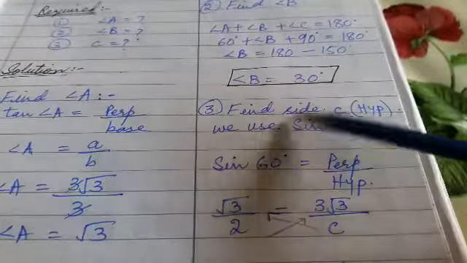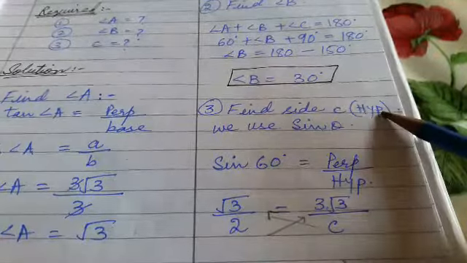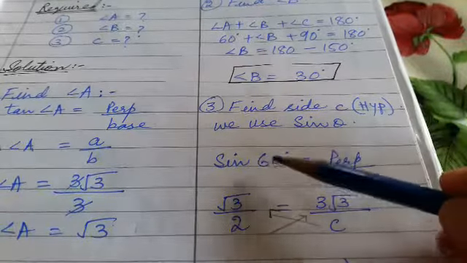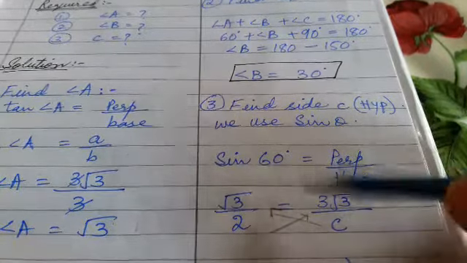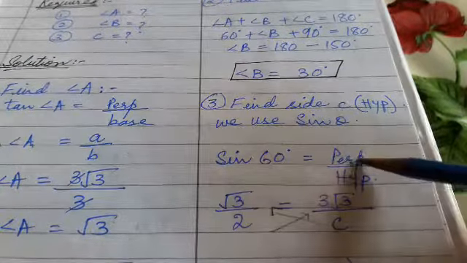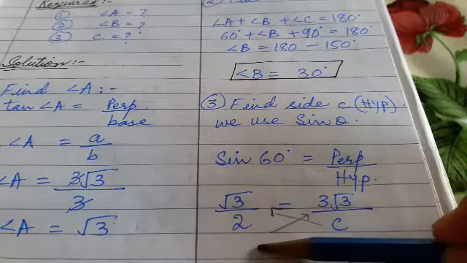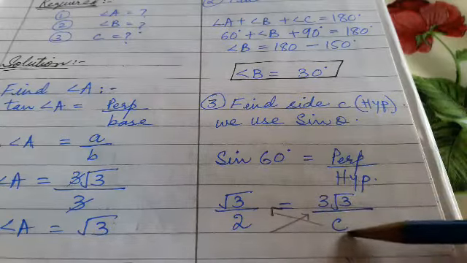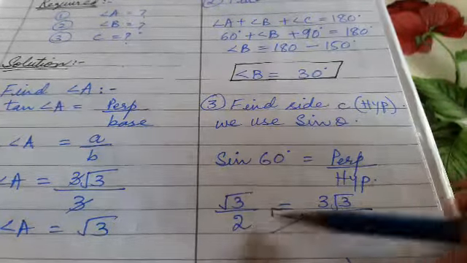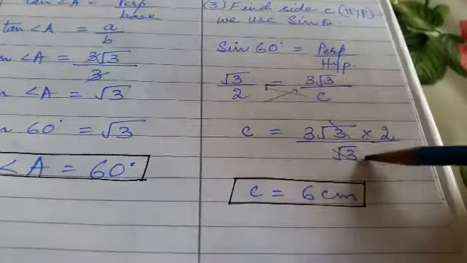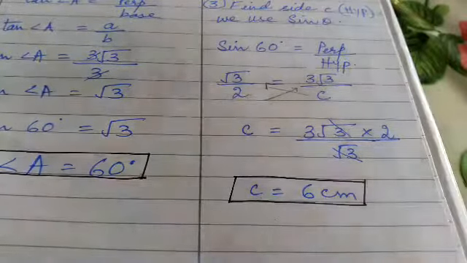Now only side C is remaining, which you have to calculate, and side C is actually the hypotenuse. Now you have to use a trigonometric ratio in which the hypotenuse is involved. So we are using sine 60 degrees equals perpendicular upon hypotenuse. Sine 60's value is root 3 upon 2, perpendicular is 3 root 3, and C is unknown. Now shift this C to the other side, and this root 3 upon 2 will be here. So this will become 2 upon root 3. Root 3 cancels, 3 times 2 is 6. So your final answer is 6.